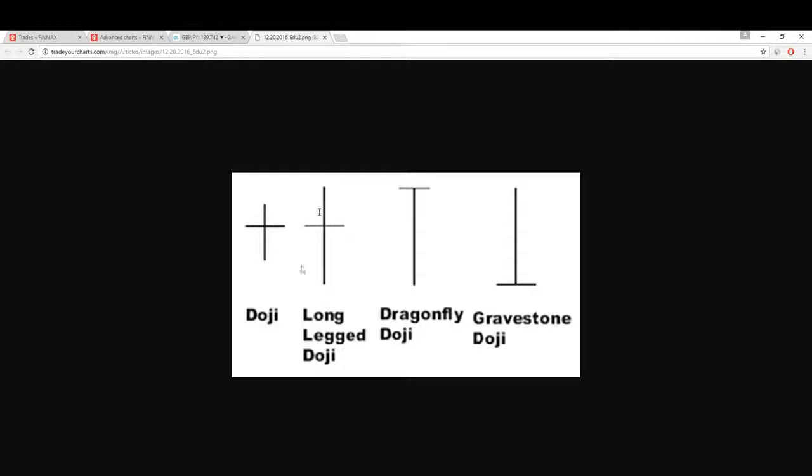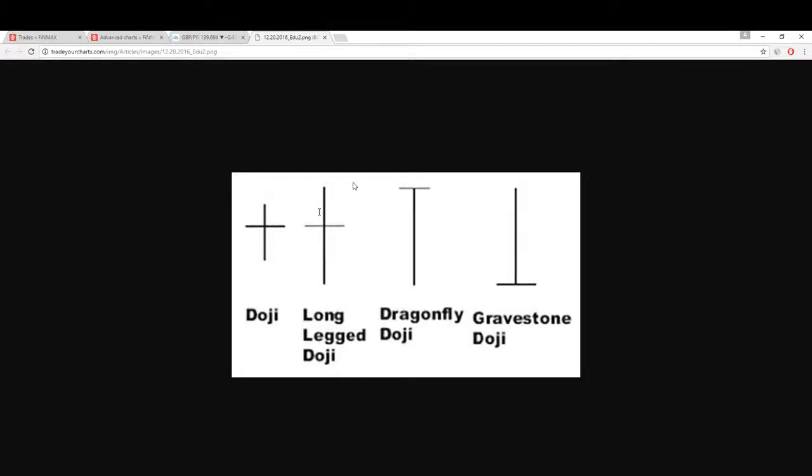Dojis, here I prepared the picture for you. Dojis look like a cross or reverse cross, and the common feature for them is that the body of the candle is almost non-existent. As you see here, we have long shadows and a non-existent body. Here you see the second variation of dojis, the long-legged doji, with longer shadows and also an almost non-existent body.